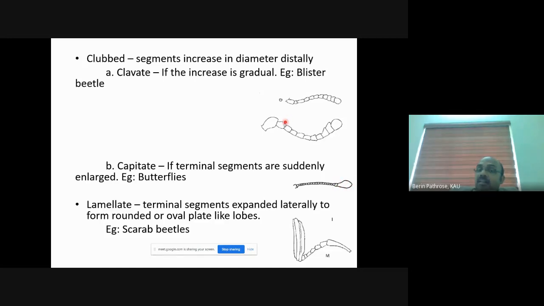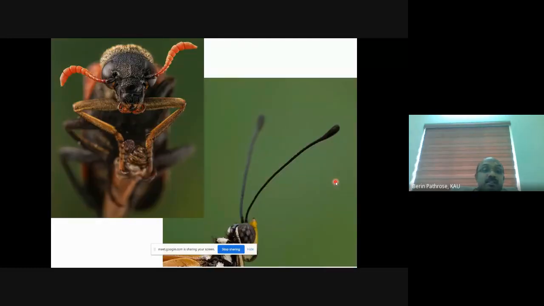In clavate antenna, it was a slow increase in the size of the segments. But here in capitate antenna, which is seen in butterflies, you can see the size of the segments is uniform till it reaches the apical portion of the antenna, and at the apical portion the size of the segments enlarges abruptly. That I will show in this picture.